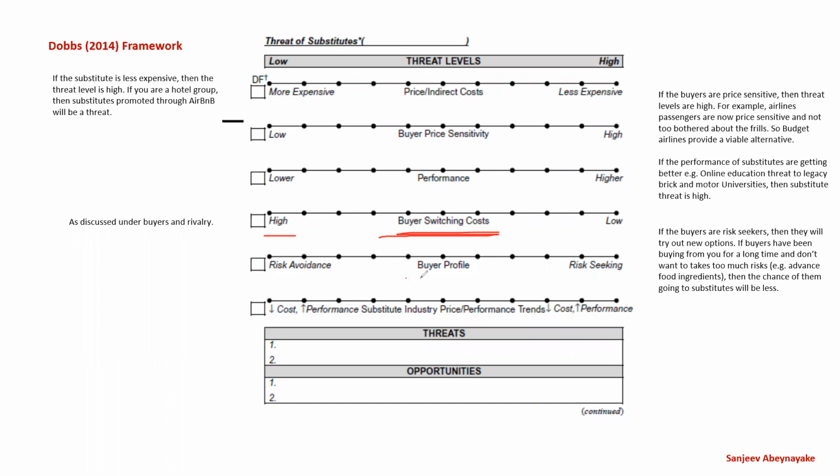And then the other one is buyer profile. If the buyers are risk seekers, if the buyers like to try new things, this generally happens in B2B businesses. If your segment of customers are risk-seeking people, then they're not going to worry too much. They will go and take a risk. And it depends on the product as well. If the product is not going to make a huge difference in the scheme of things, they might take risks and look at new products.